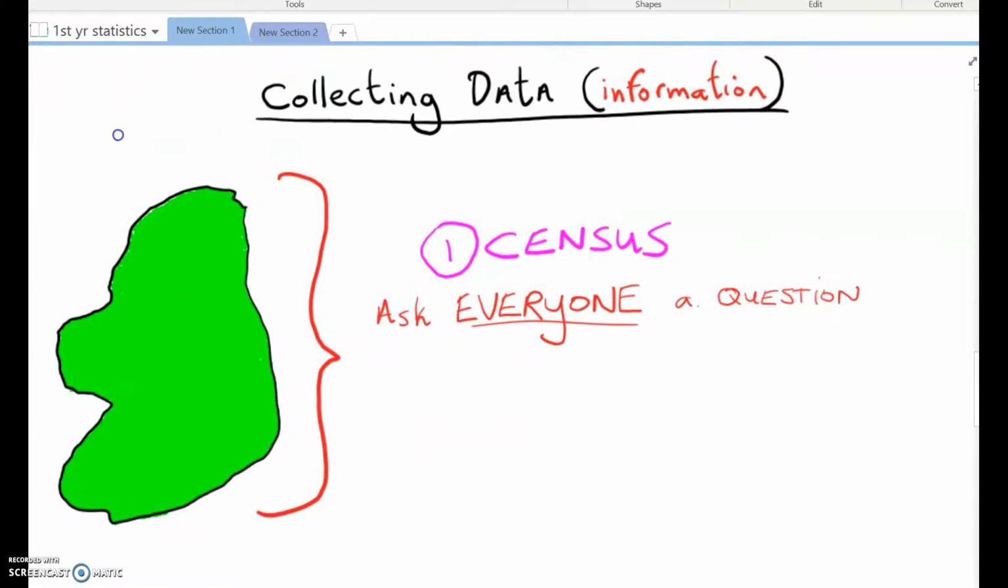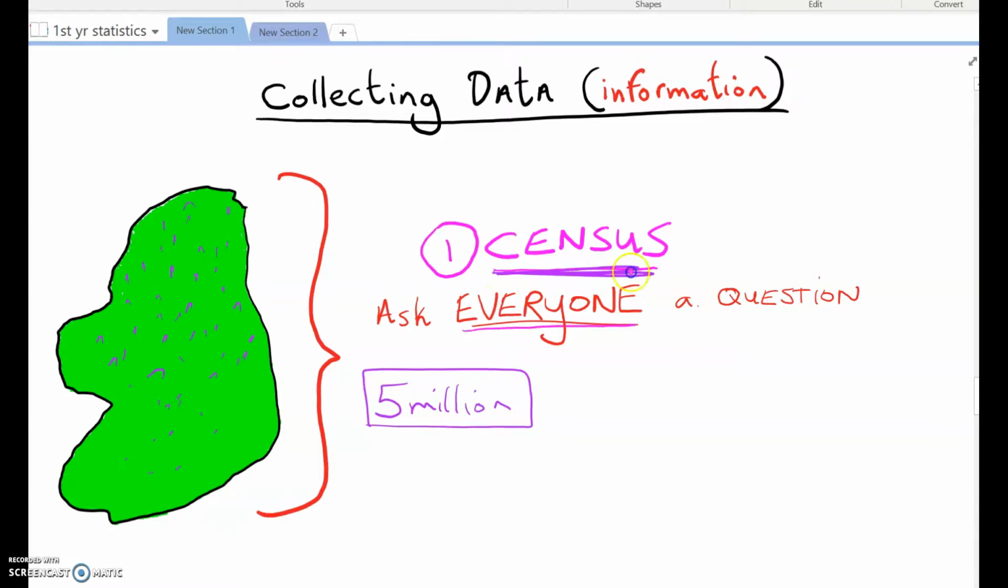First thing you could do is you could do what's called a census. And a census is when you ask everybody in the country a question. So every single person in Ireland, you would ask them the same question. And you would find out all of the answers. Now, the only problem with that is there's around about 5 million people that live in Ireland. So it's going to take you an awful long time to ask everyone that question and to look at all the results. So it's not a very easy thing to do.